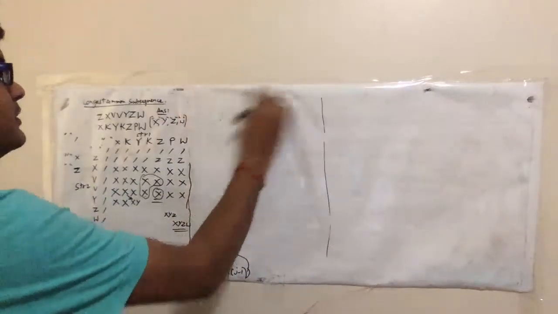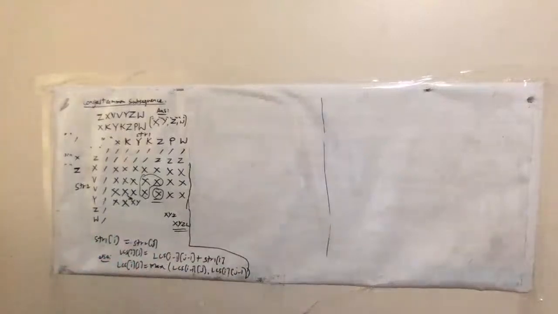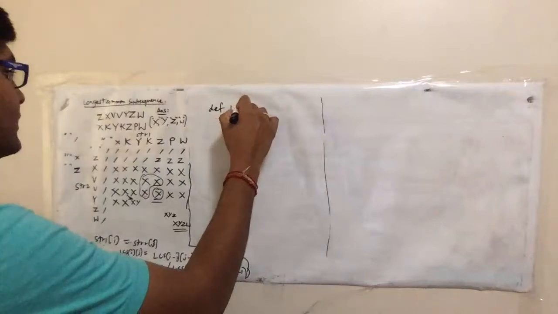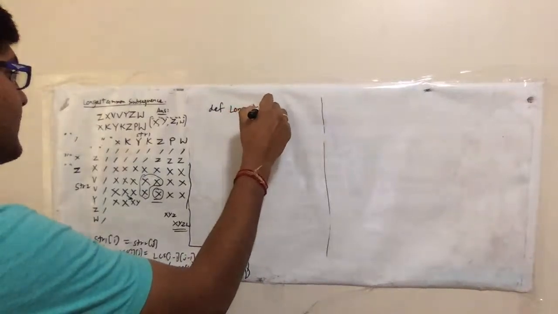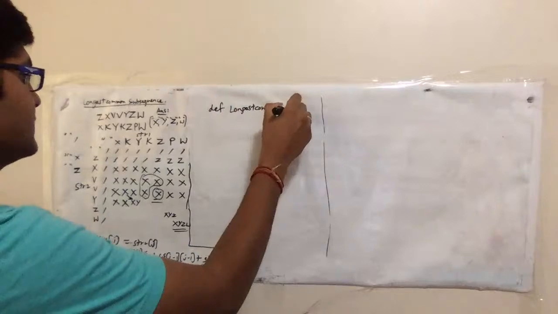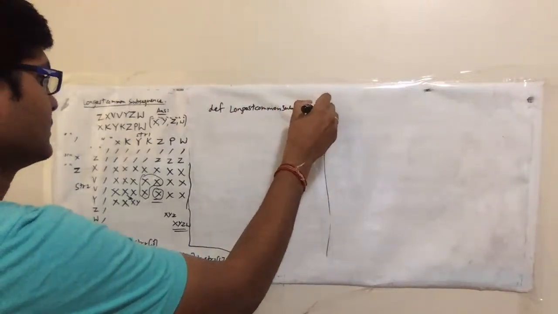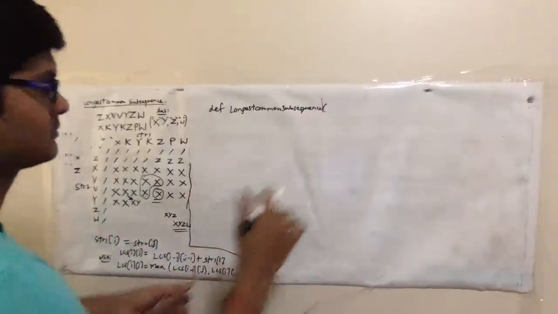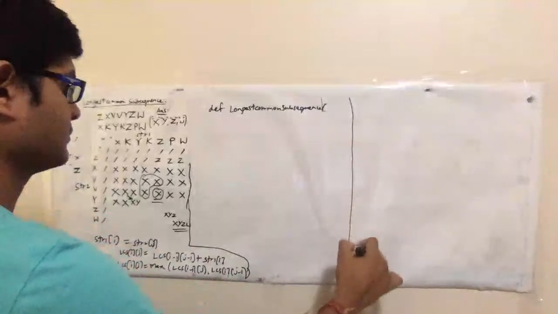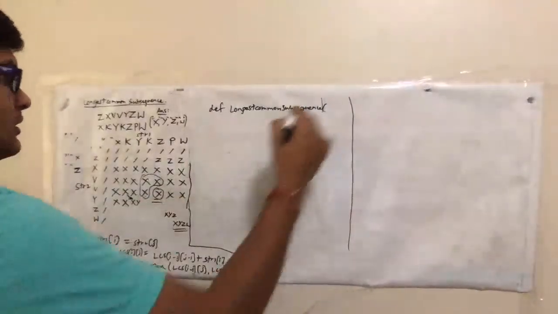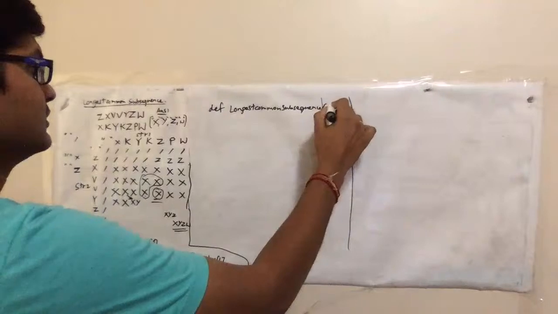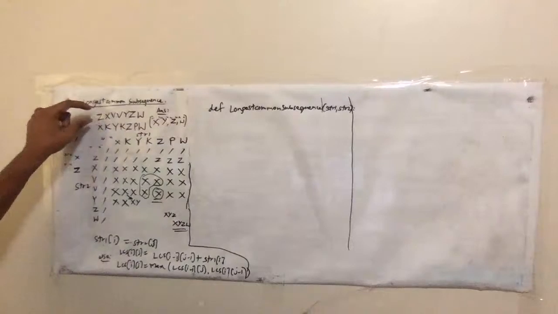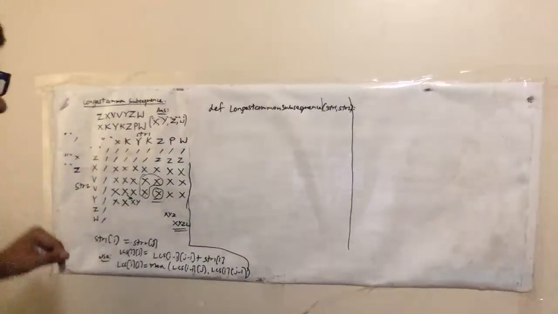So we will go to the actual implementation of this. Say we have the def, longest common subsequence, and it will take two parameters, that is string 1 and string 2. So string 1 is this, string 2 is this.